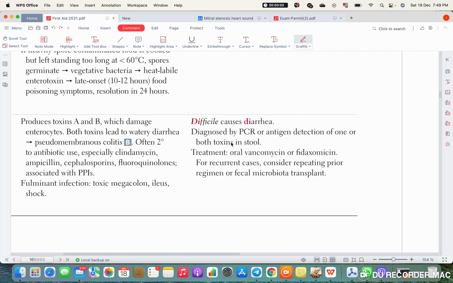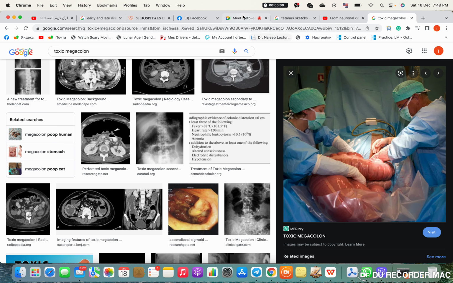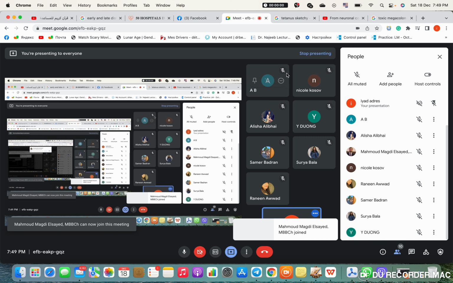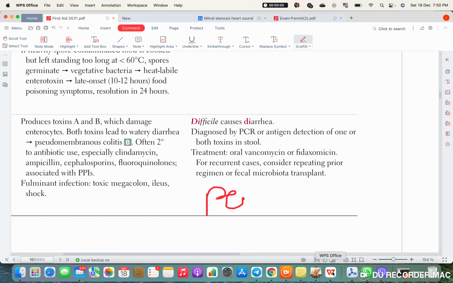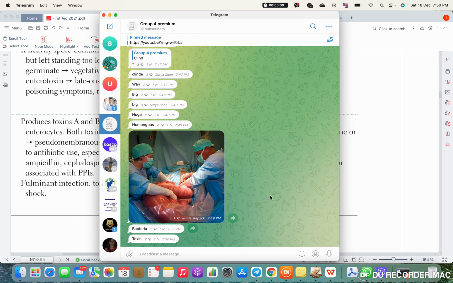Guys, this is important. A lot of students, when they have the choices, mistakenly choose the PCR of the bacteria. This is wrong. The correct answer is to choose the PCR for the toxin. We're choosing the PCR for the toxin.